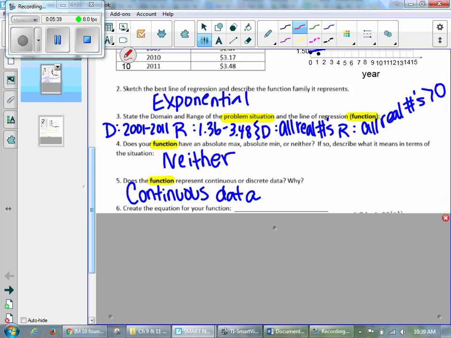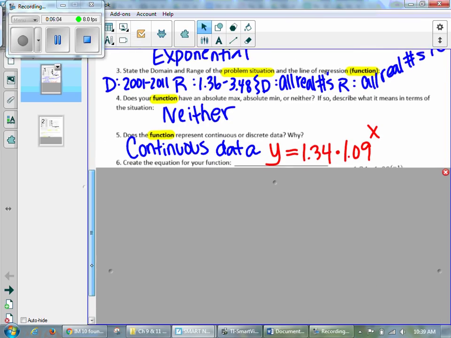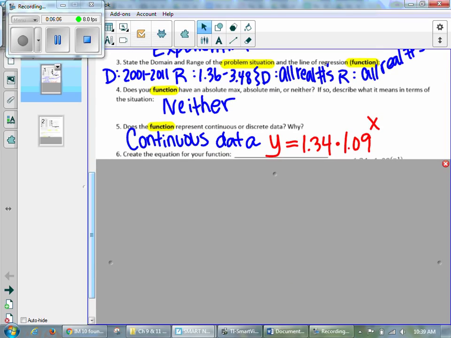So you would substitute your number in for A and your number in for B. The equation should have an exponent because it's exponential. So the equation that I created was y equals 1.34, that was your A value, times 1.09 to the power of x. X represents the year number and y represents the cost of the gas. So under question 7, we're going to be using the function equation that we created to answer each question.